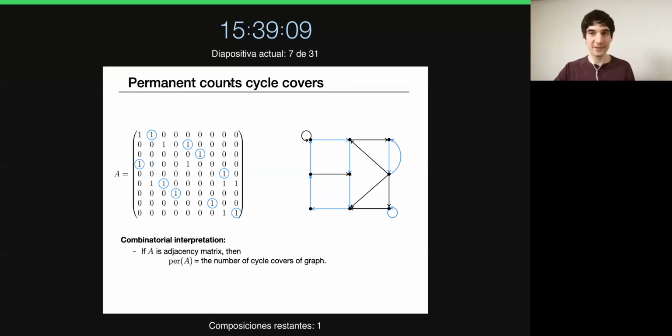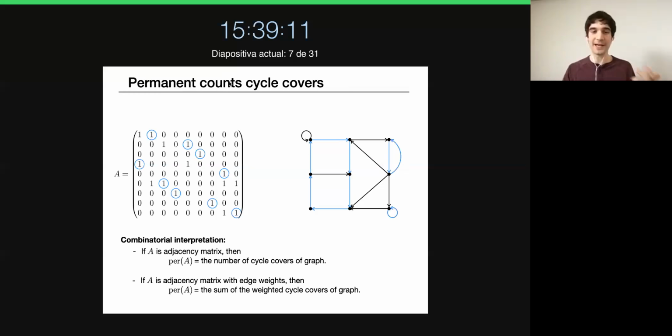But there's nothing special about adjacency matrices. If I have a generic matrix, I can just interpret it as an adjacency matrix with edge weights, right? And so the permanent of A is simply the sum of the weighted cycle covers of the graph, where you take the product of all the edge weights. This is exactly the intuition that Valiant uses to show his #P-hardness reduction.